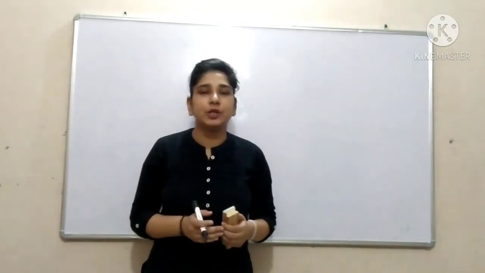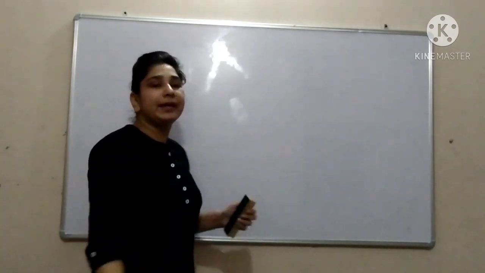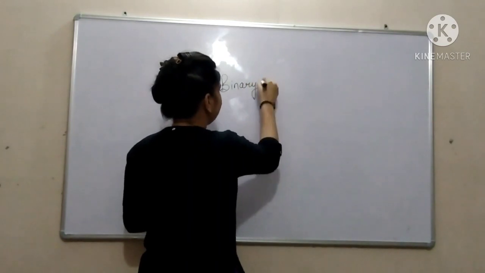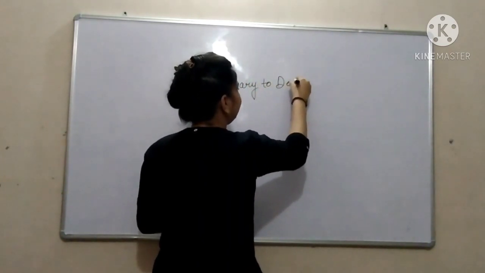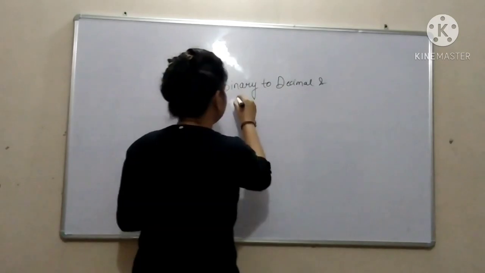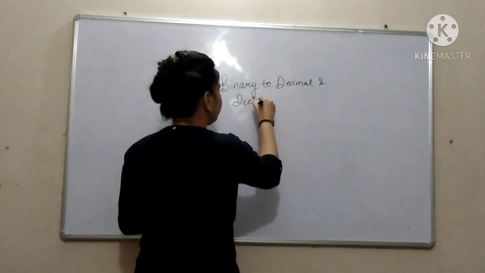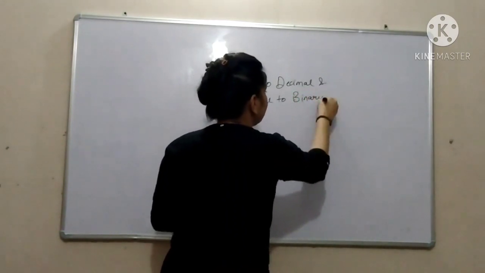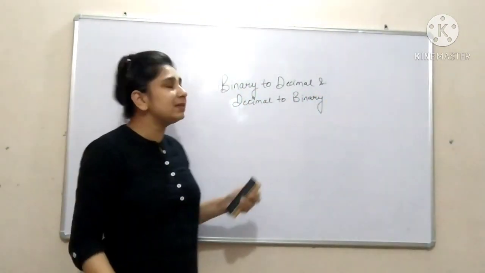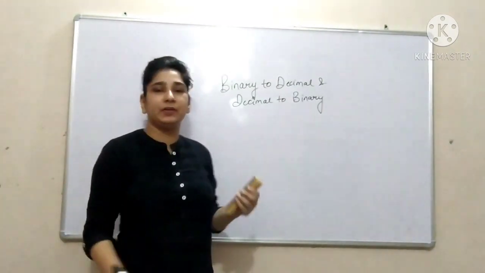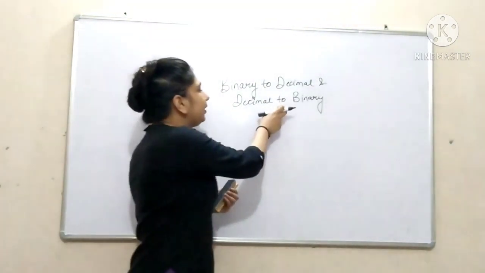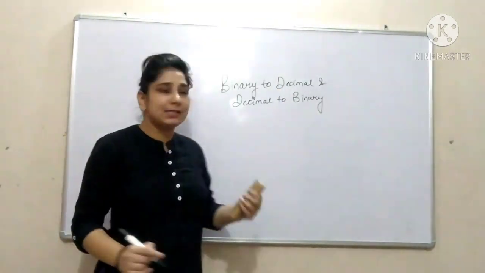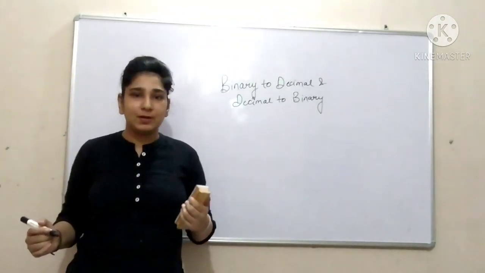So in today's lecture we are going to discuss how we can convert from binary to decimal and decimal to binary. So what is the binary number system and what is the decimal number system, and why do we need to convert from binary to decimal and vice versa? Firstly, let me tell you what the binary number system is.